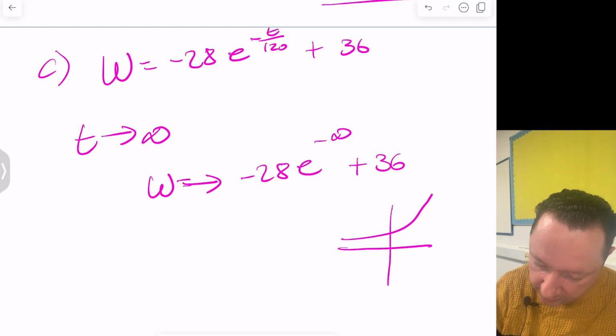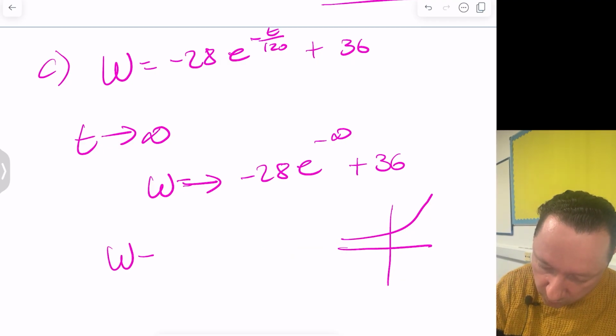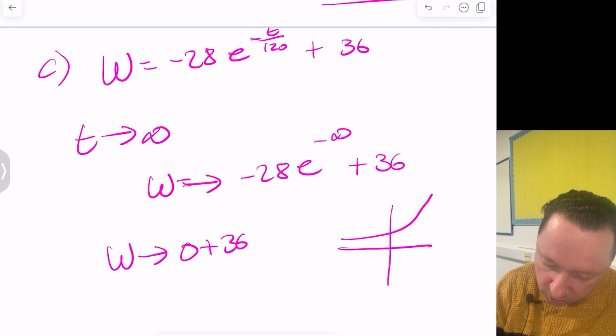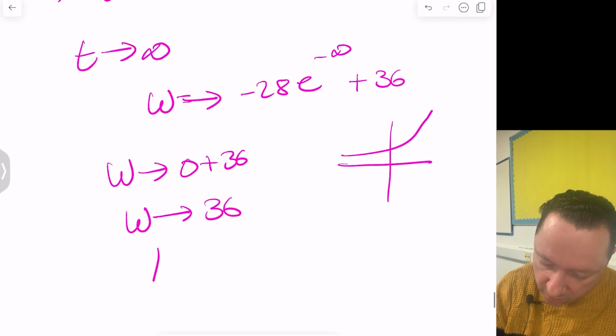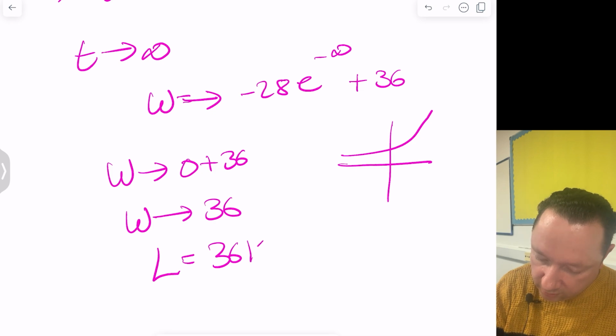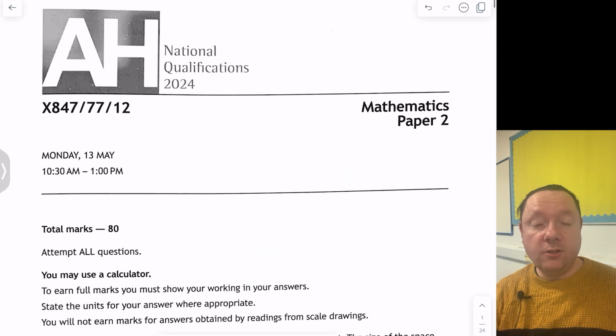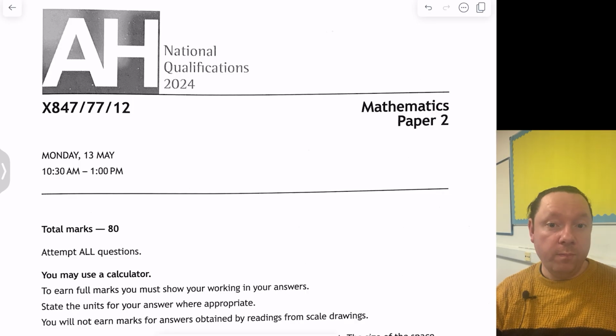Well, there's the graph of e. As that gets smaller and smaller, it gets closer and closer to 0. So we can say that w approaches 0 plus 36. So w approaches 36, which means our limit L is equal to 36 kilograms. And we're done there. After today, we went through the whole of SQA Advanced Higher Maths 2024 Paper 2.